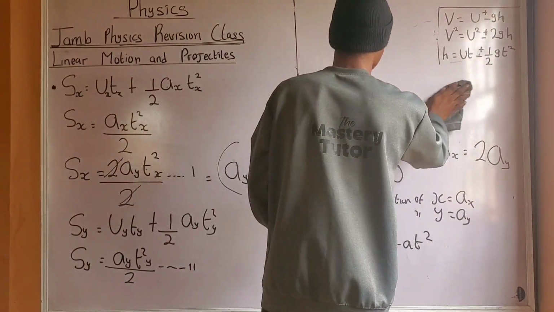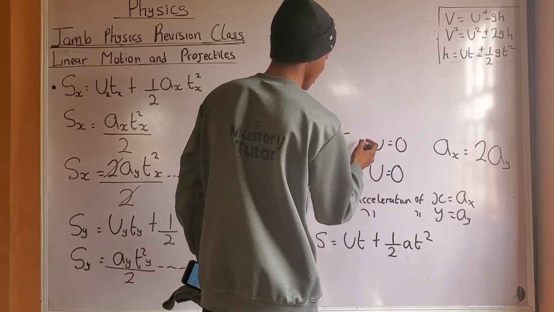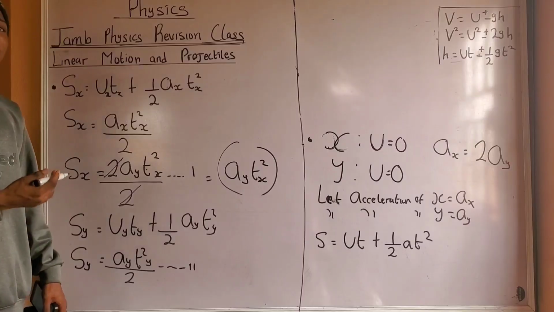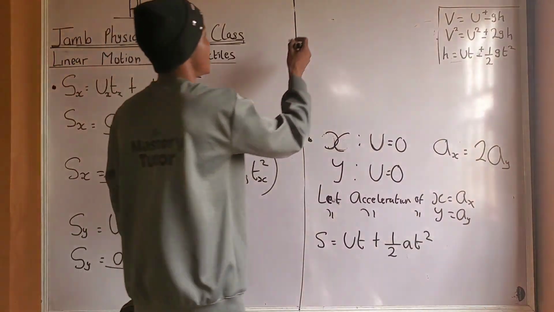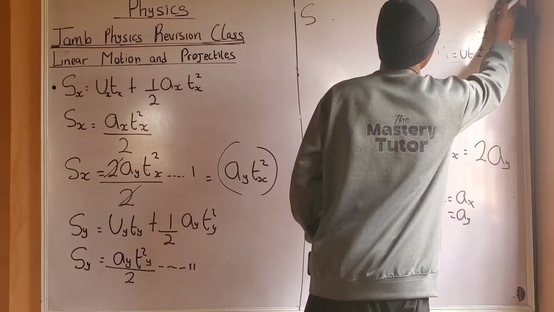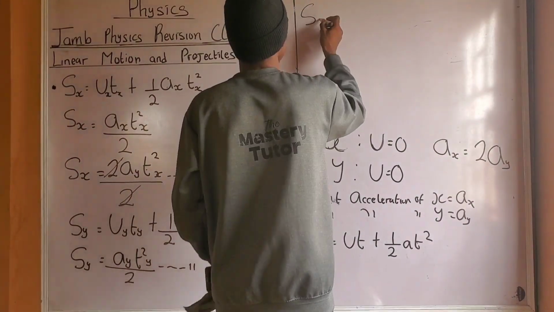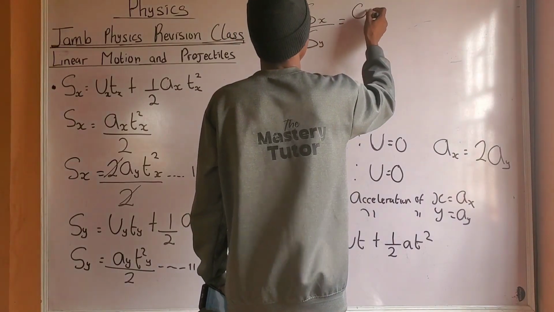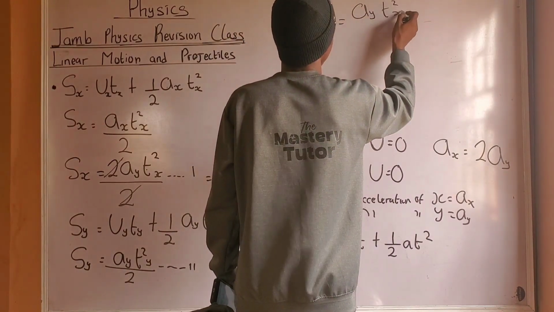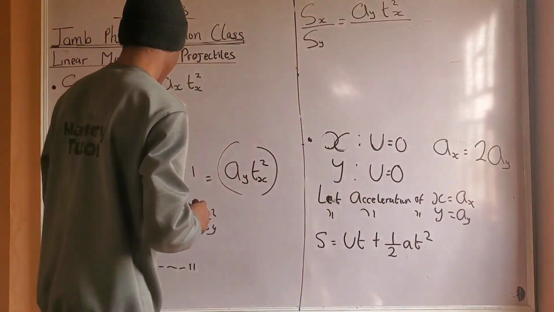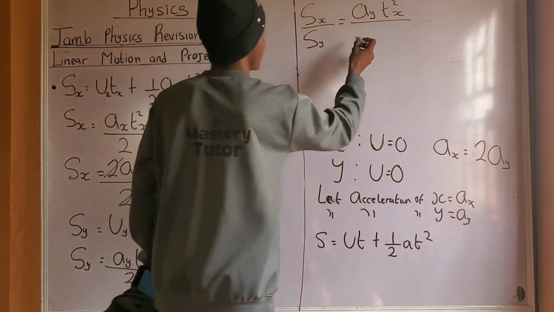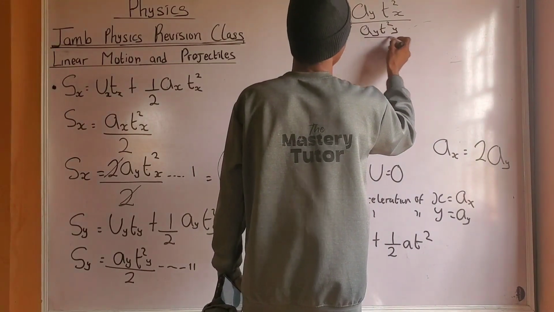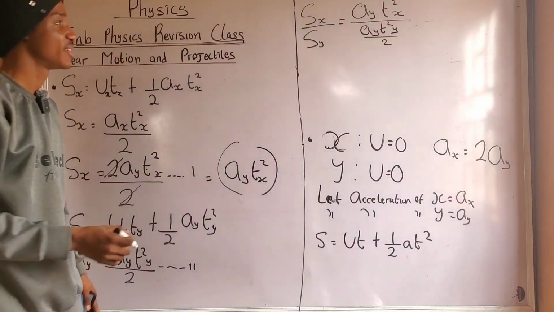The next step, oh sorry. Now the next step is that I'm going to divide equation 1 by equation 2. So I'm going to have Sx all over the distance covered by particle Y equals Ay t squared x all over, the equation 2 is what? Ay t squared y all over 2. You remember? Okay.